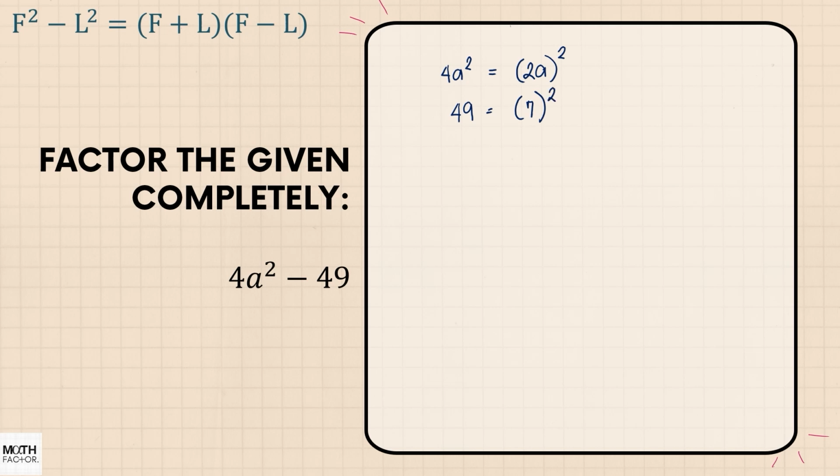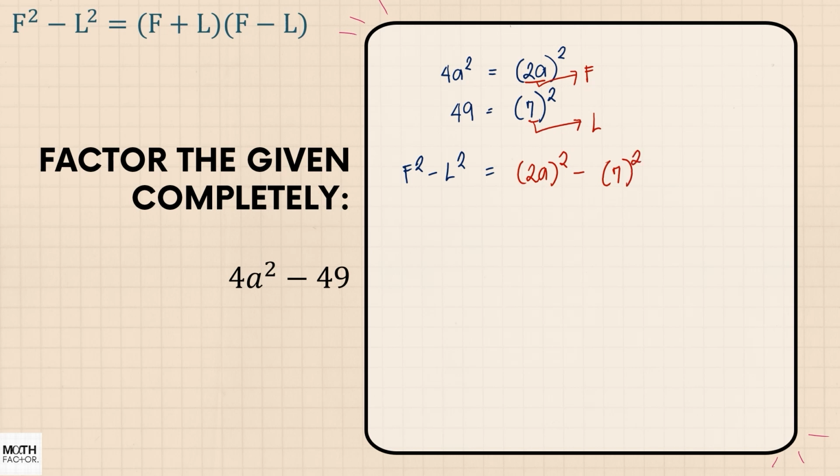Next, write the expression as the difference of two squares. So we have F squared minus L squared. The values inside the parentheses represent F and L. So we have here 2a as our first term, or F, and 7 as our last term. So we will write it as the quantity 2a squared minus the quantity 7 squared.